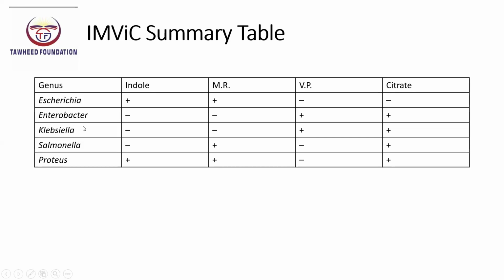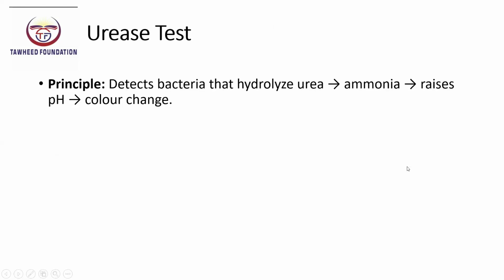Genus: E. coli, Enterobacter, Klebsiella, Salmonella, and Proteus. For E. coli, indole is positive, MR methyl red is also positive, VP is negative, and citrate is negative. For Enterobacter, indole is negative, MR is negative, VP is positive, and citrate is positive as well. For Klebsiella species, indole is negative, MR is negative, VP is positive, citrate is also positive. Salmonella, indole shows negative result, MR shows positive result, VP is negative, and citrate is positive. For Proteus, indole is positive, MR is positive, VP is negative, and citrate is positive.